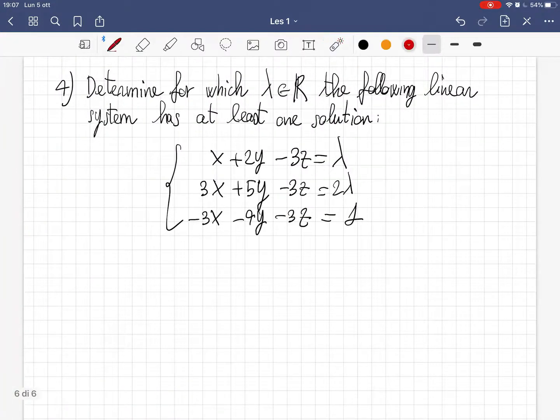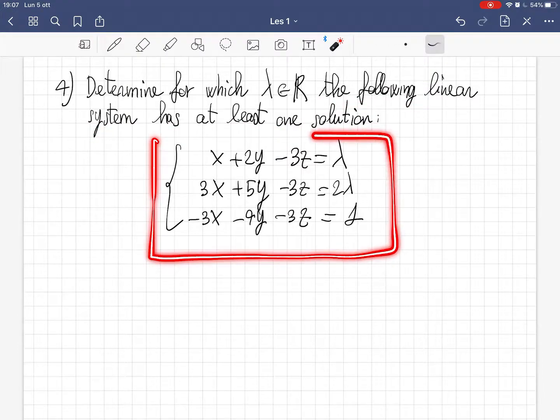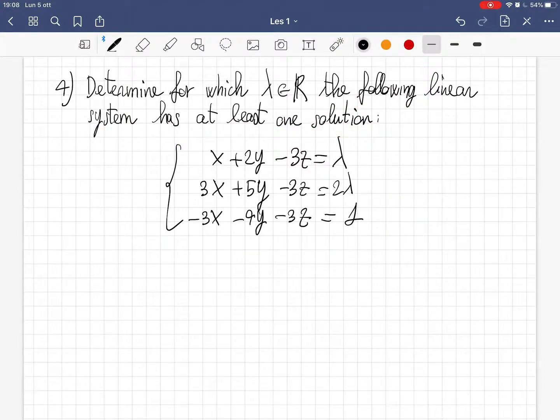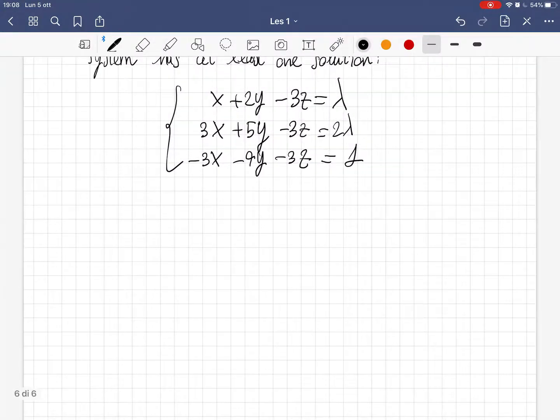Okay, and to finish, just a final exercise, which is slightly different. Now we have a family of systems which depend on a parameter. So I ask you, determine for which parameter lambda in real numbers this following system has at least one solution. This is kind of different, but let's try to approach it with Gauss elimination as we know. So let's try.